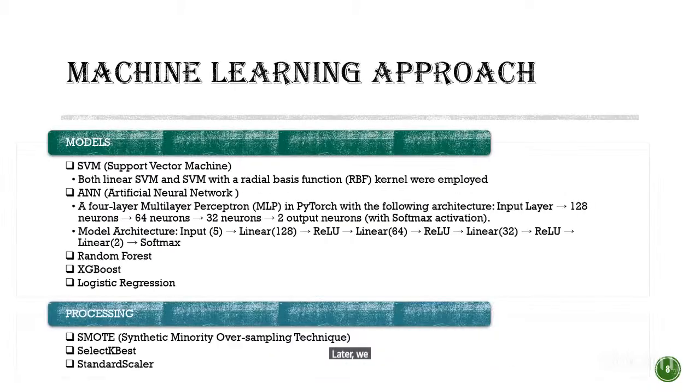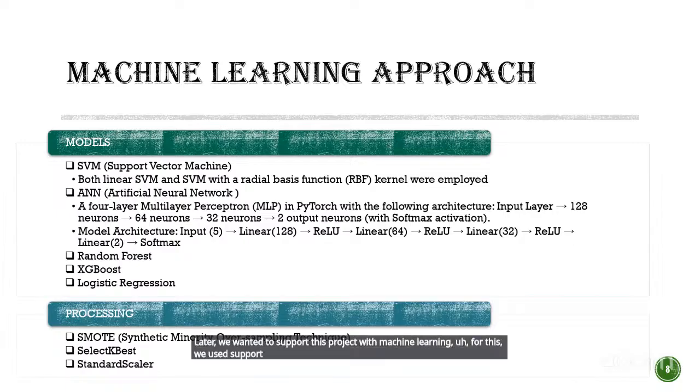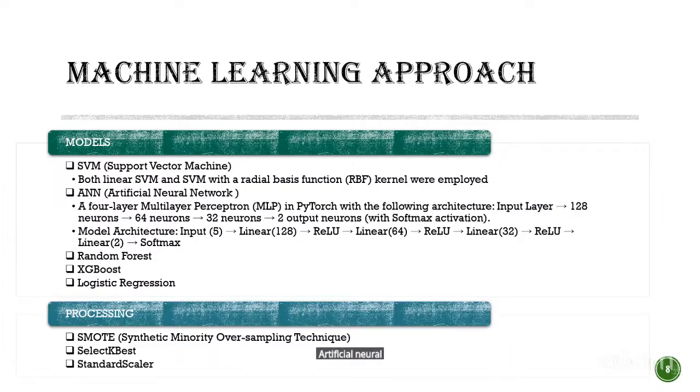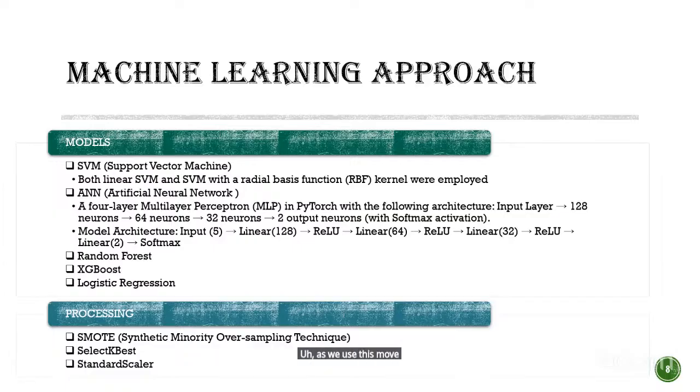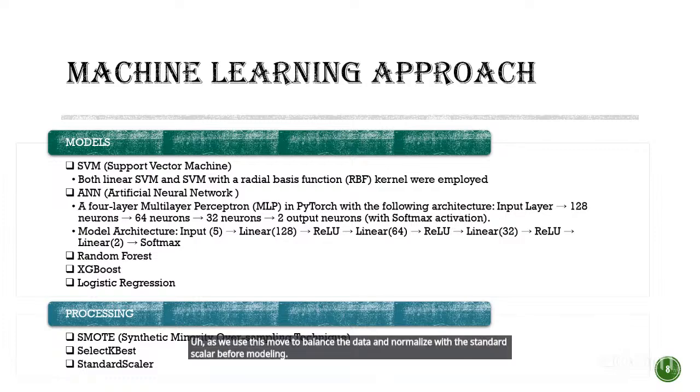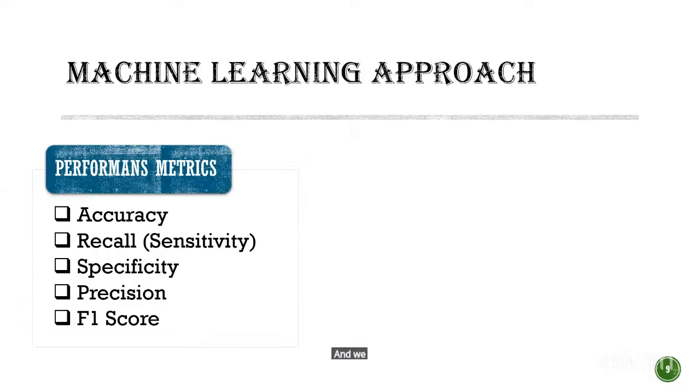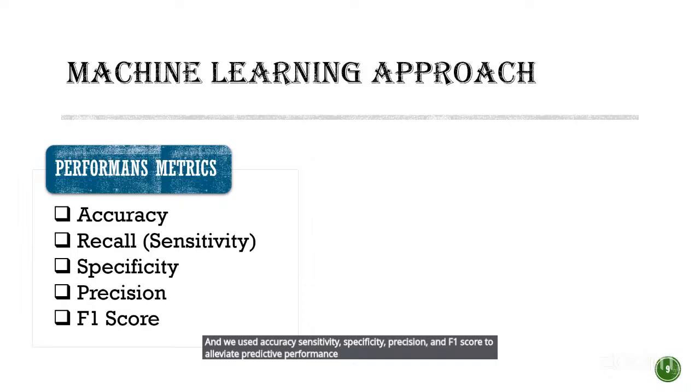Later, we wanted to support this project with machine learning. For this, we used support vector machine, artificial neural network, random forest, XGBoost, and logistic regression as classification algorithms. We used SMOTE to balance the data and normalized with the standard scaler before modeling. And we used accuracy, sensitivity, specificity, precision, and F1 score to evaluate the predictive performance of the machine learning results.